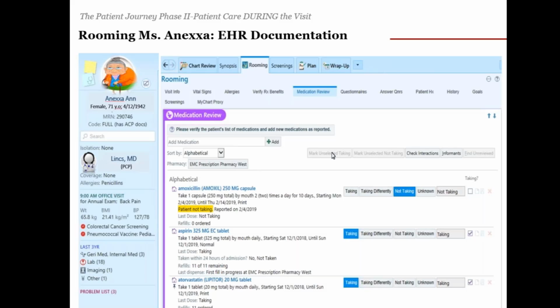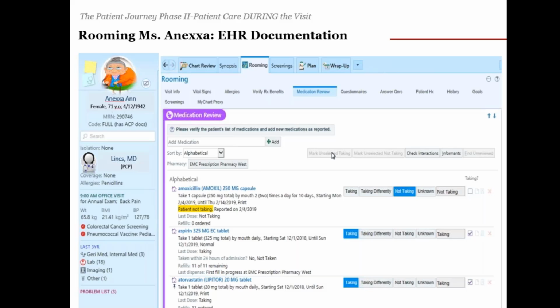It gives you a summary of the office visit and what the patient's vitals are. And if you want to click on here to see the last 3 years, how many internal medicine visits, lab, imaging, other. So it gives you a snapshot. And then this tab is for the rooming, and you can see the different tabs. So the MA walks through this.